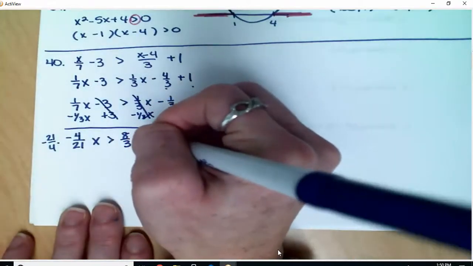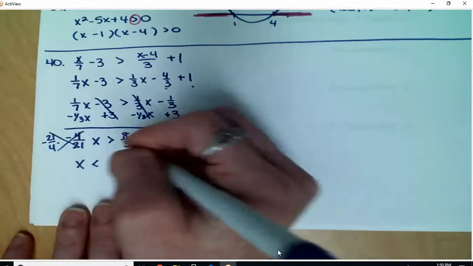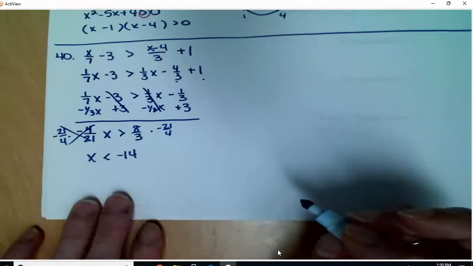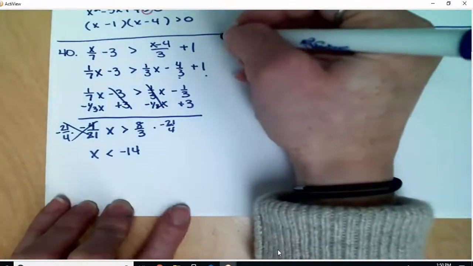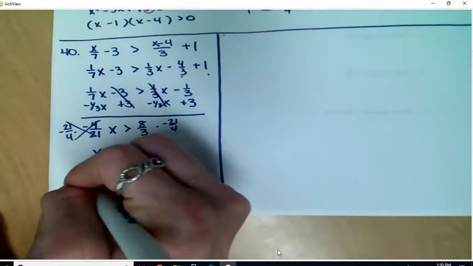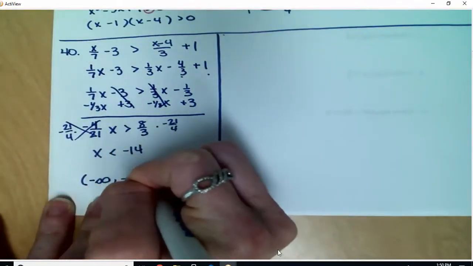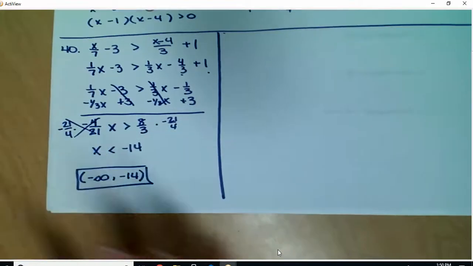Okay. So I get x is less than negative 14. Finally, I would like for you to write that as an interval. So less than negative 14 would be parentheses negative infinity to negative 14. It didn't have an equal to, so just a parenthesis, no bracket.